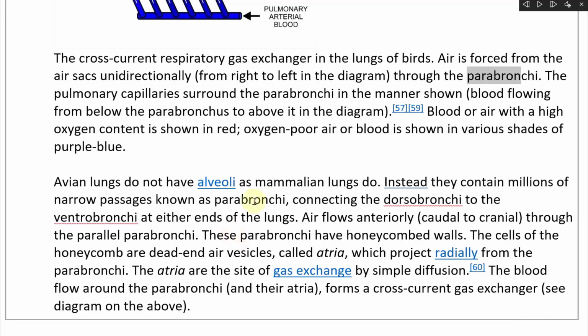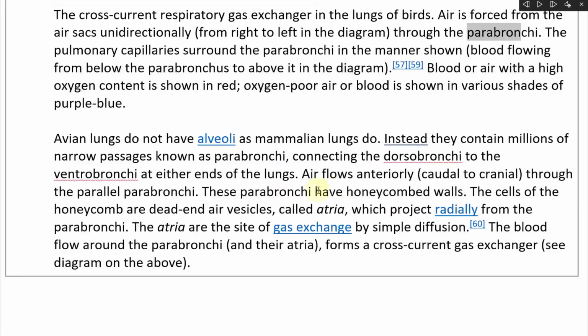All right, so we're here. So we're connecting the dorsobronchi, or the back, to the ventral, or the front, at either ends of the lungs. So air flows anteriorly, caudal to the cranial, so the tail to the top, to the brain area. So basically from bottom to top, through the parallel parabronchi. These parabronchi, let's see if I'm pronouncing it correctly. Parabronchi have honeycombed walls.